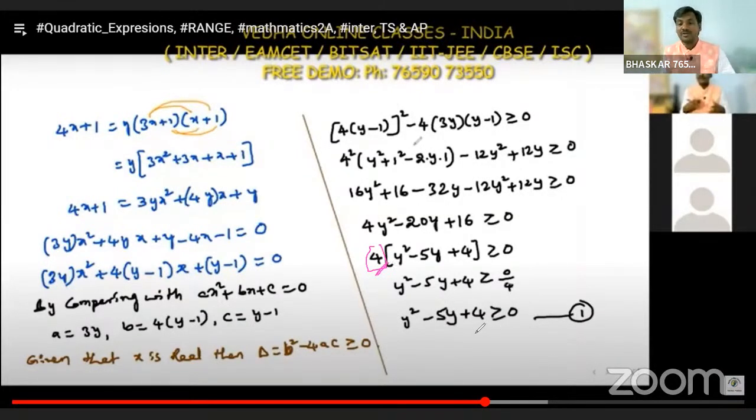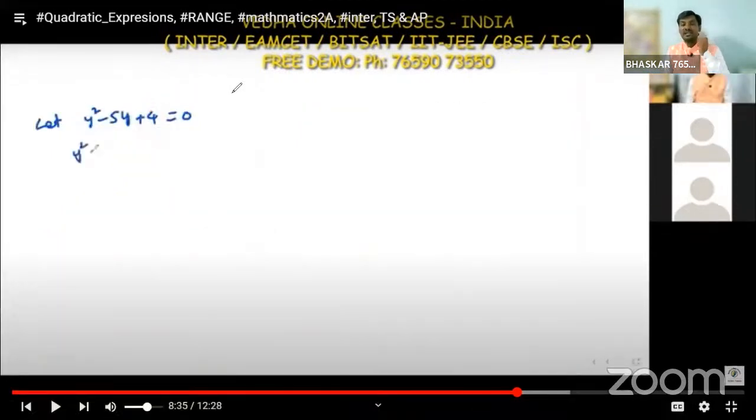After this, most of the students get stuck here. So how to write this? This is a very, very important step. Whenever you have greater than or equal to 0 or less than or equal to 0, take it as equal to 0, assume equal to 0, solve it and find the roots. After finding the roots, apply the condition for greater than or equal to 0 and less than or equal to 0.